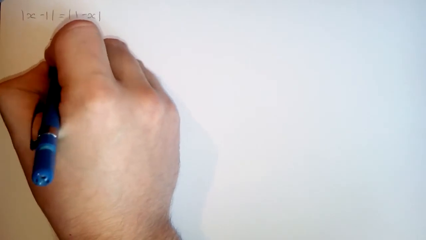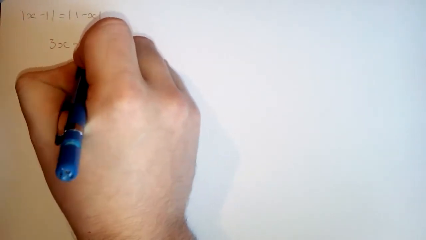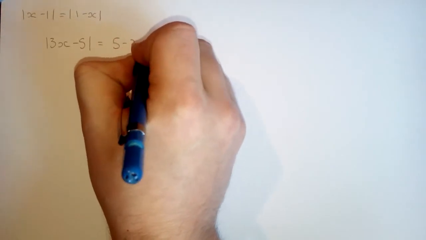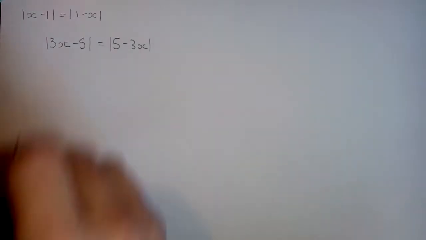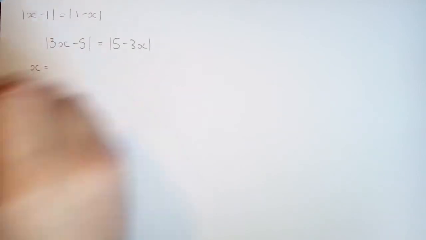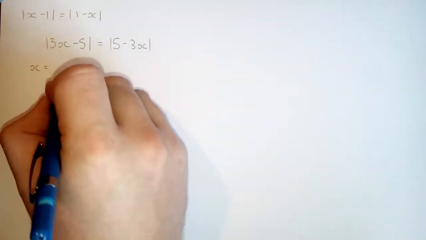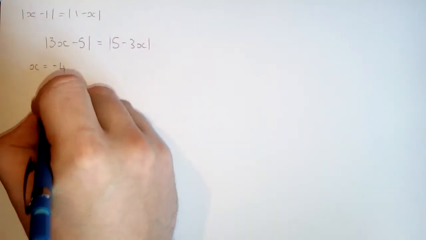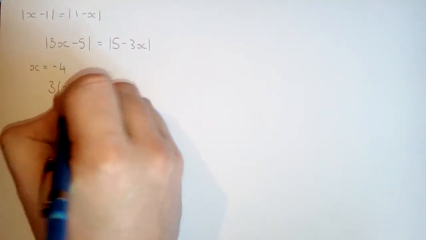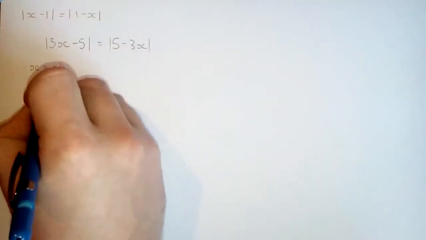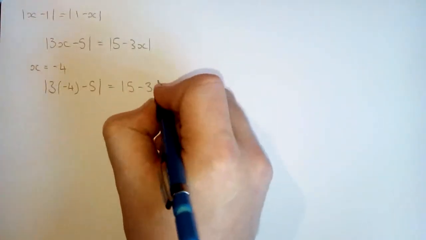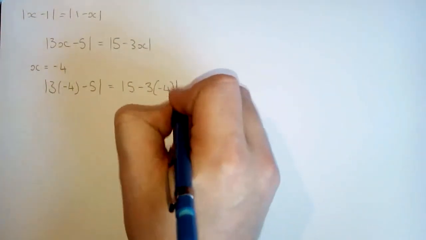Now let's go to the extreme case we used. We had modulus 3x minus 5 equals modulus 5 minus 3x. So now we need to plug a negative value of x into this equation. Let's use x is minus 4. Okay, so we get modulus of 3 times minus 4 minus 5 equals modulus of 5 minus 3 lots of minus 4.